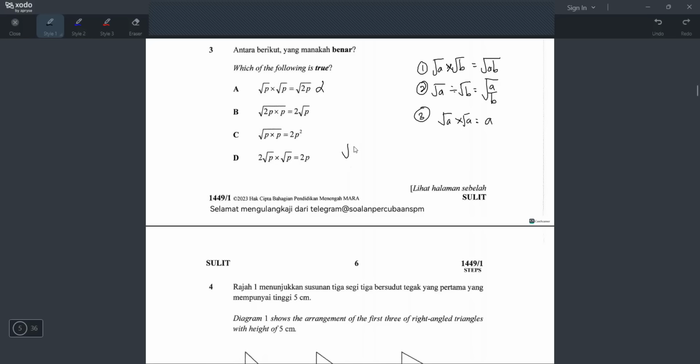So for example, if I give you square root 3 times square root 3, the answer is automatically 3. Why is it like that? Because square root 3 is actually 3 power 1 over 2. Okay, square root is actually power 1 over 2.